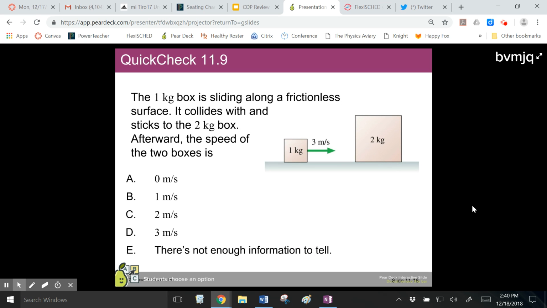All right, a 1 kilogram box is sliding along a frictionless surface. It collides with and sticks to a 2 kilogram box. Afterwards, the speed of the two boxes is... Rona, we got this thing called Pear Deck. You can just type your answer and you can say it out loud. Emily's perfectly capable of looking over your shoulder from behind you.